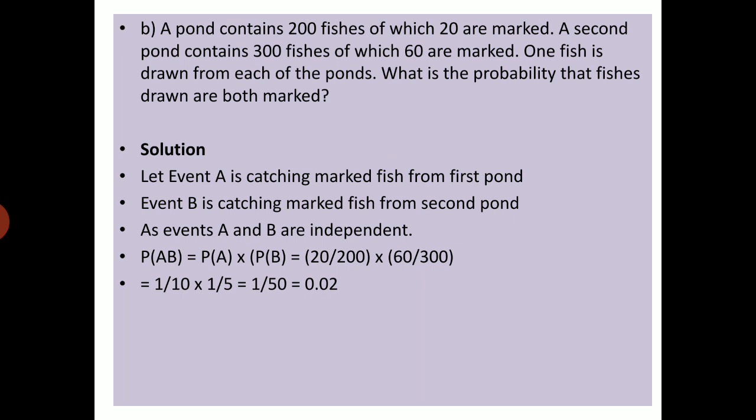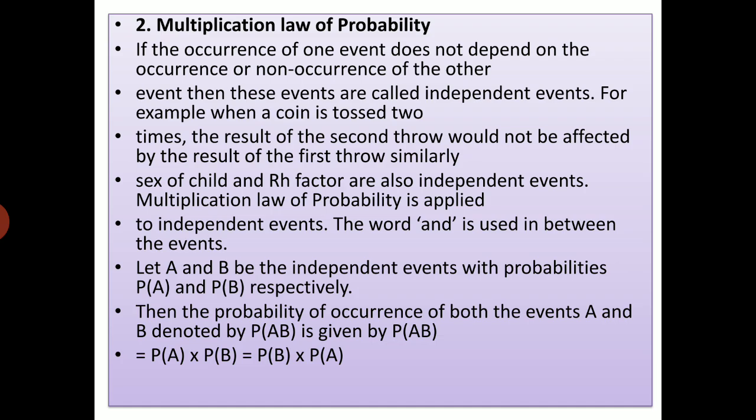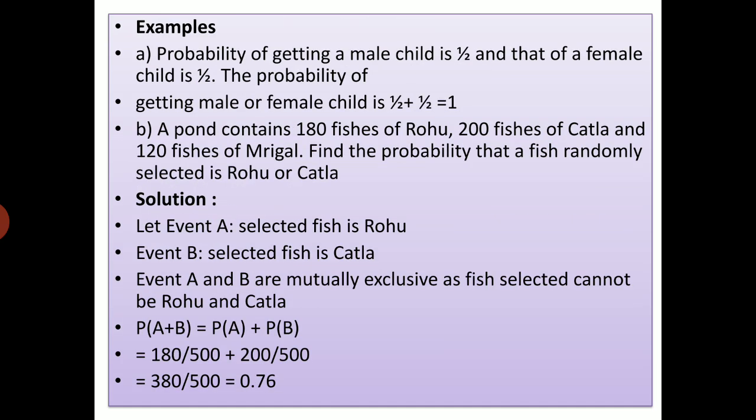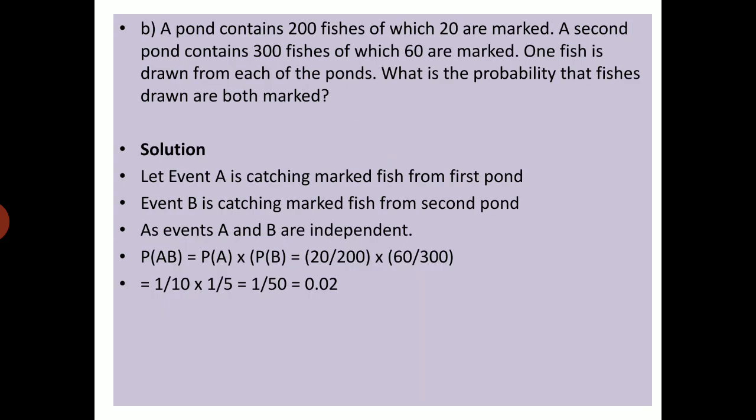Okay, the probability we calculate will be between 0 and 1. So it's a rare event. In the earlier case, this is also a kind of rare event, but there the chance of the event occurring is more, that is 0.76. So if the value is close to 1, that means the chance of the event occurring is more. If the value is close to 0, the chance of the event occurring is less.